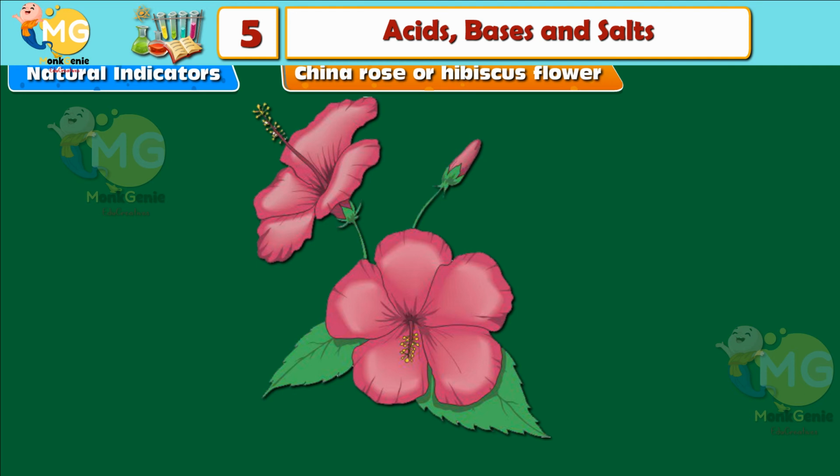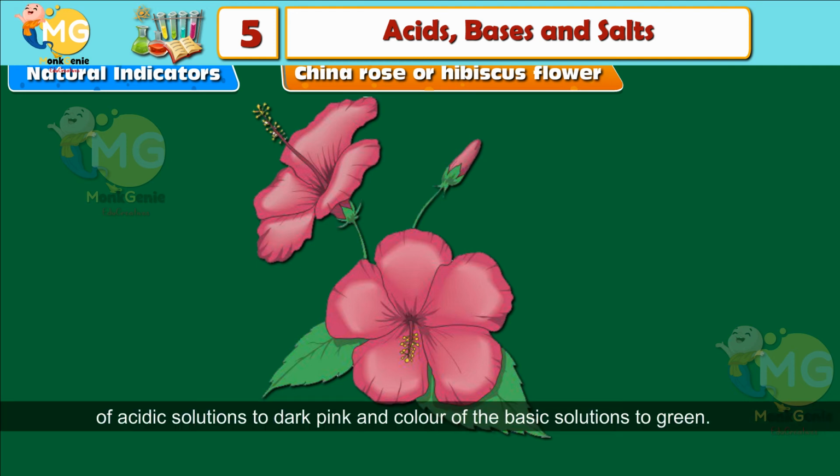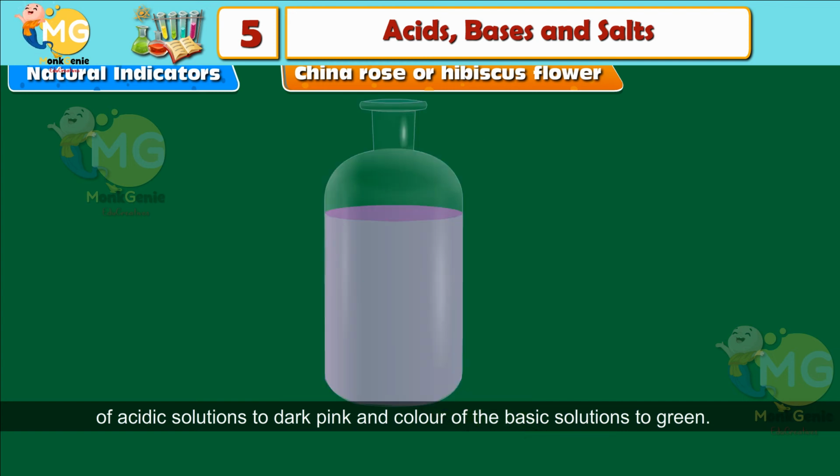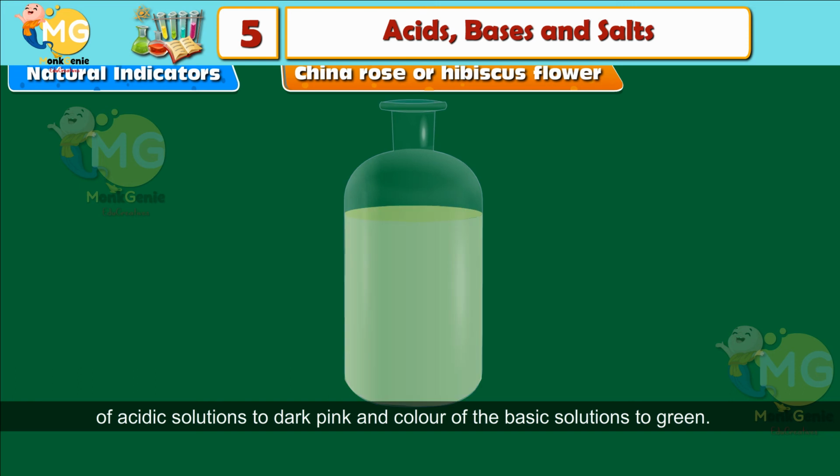China rose or hibiscus flower. The petals of China rose can be used as a natural indicator. It turns the color of acidic solutions to dark pink and the color of basic solutions to green.